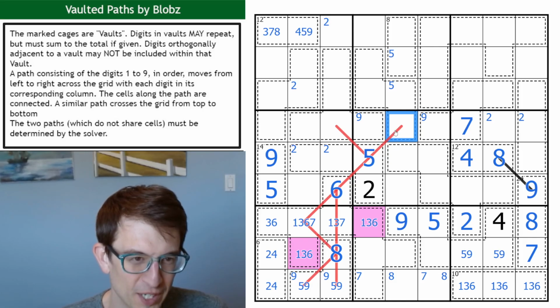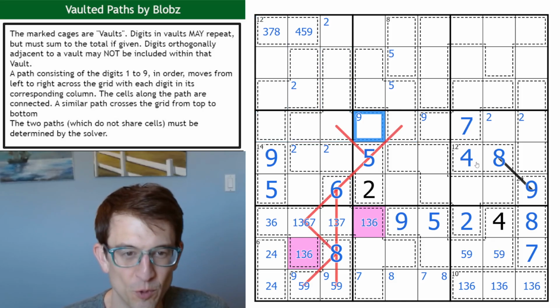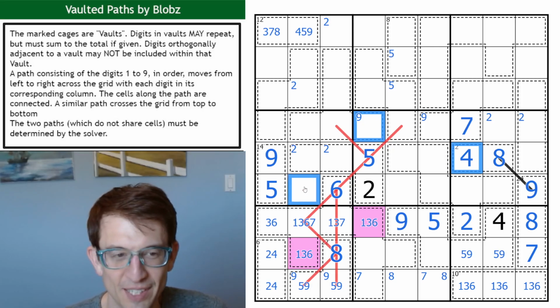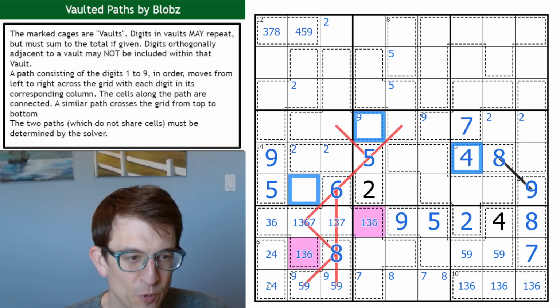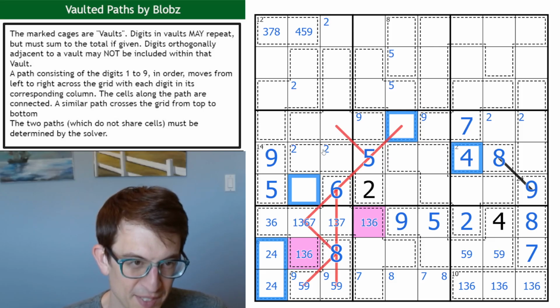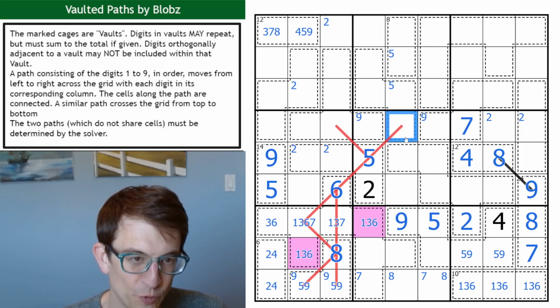If this is 4, 4 is not in here. It's not here by sudoku. Wait, did I just do that wrong? Oh, no, sorry. 4 by regular sudoku is just here. 4 then by regular sudoku is not this one. So it's not in this cage. So it's got to be here. So 4 is here. We get 4 up there.